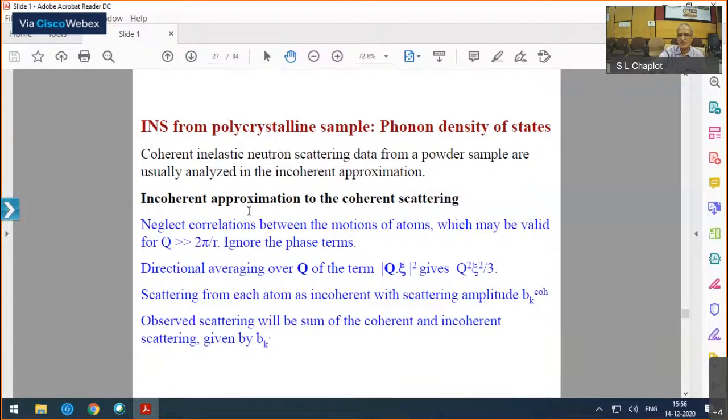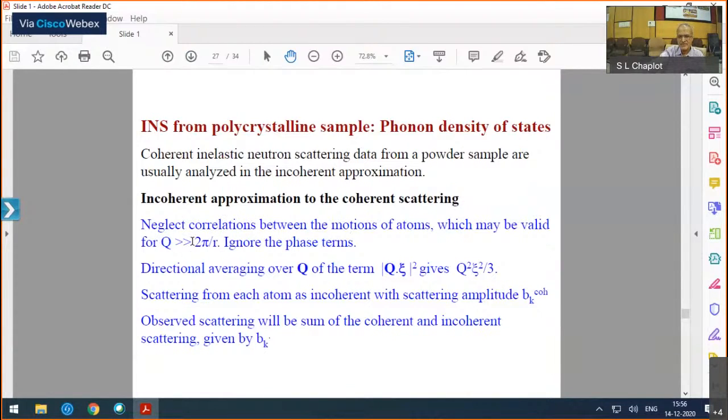And now the coherent scattering. As we said, we can have coherent scattering as well as incoherent scattering. The coherent scattering gives you the collective dynamics. Incoherent scattering gives you the single particle or single atomic dynamics, the spectrum of vibrations of individual atoms, all summed over all the atoms. And in general, depending on the nature of the cross-section, you have both.